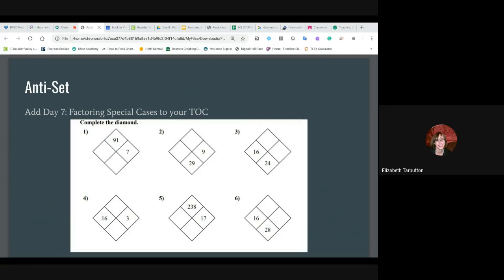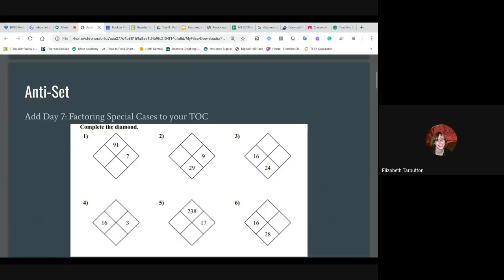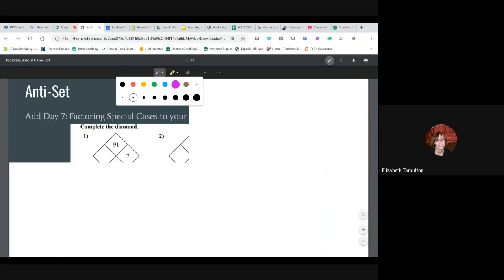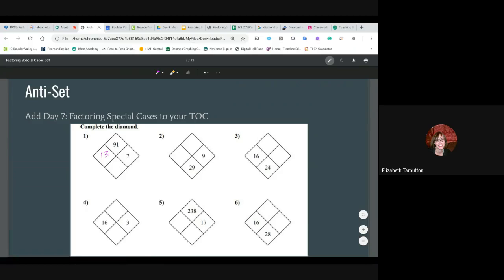All right, friends, and welcome back. So for this first one, something times 7 makes 91. So we do 91 divided by 7, and we get 13. Okay, so we get 13. And then 13 plus 7 is 20. Here, we're doing something plus 9 makes 29, so that is 20, and 20 times 9 is 180.